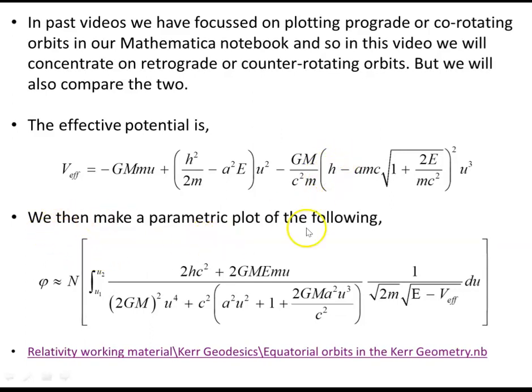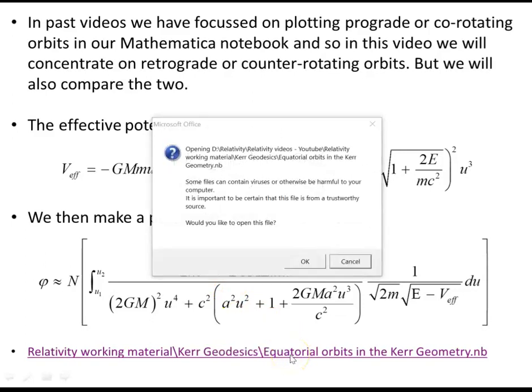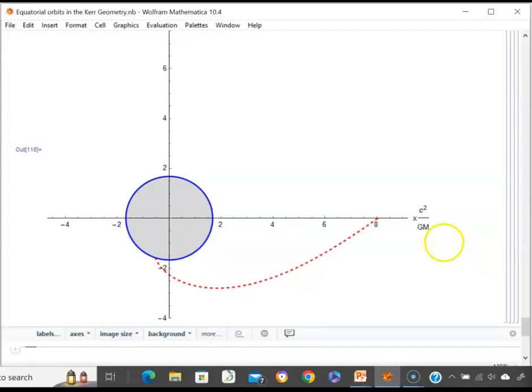Now we want to make a parametric plot of the particle's geodesic in the equatorial plane, looking down from above, from the positive direction of the z-axis. This is the integrand here that the notebook will work with. All that's been covered in previous videos. And let me give you a look at what the notebook looks like.